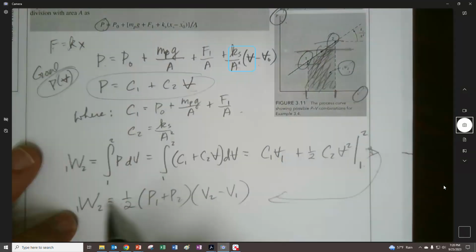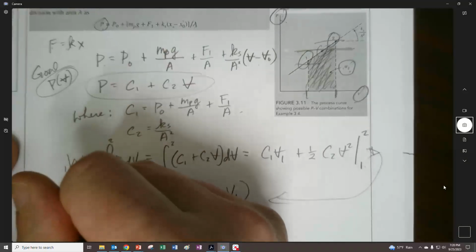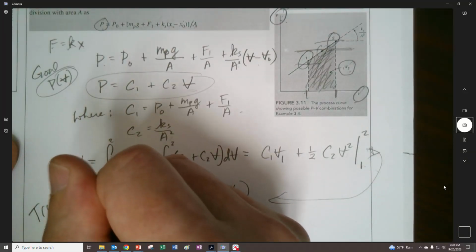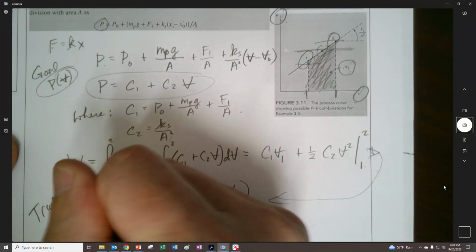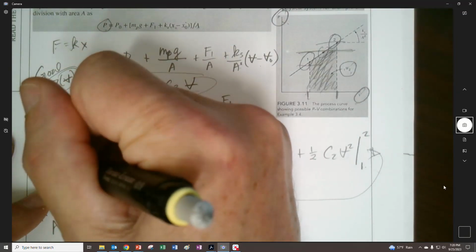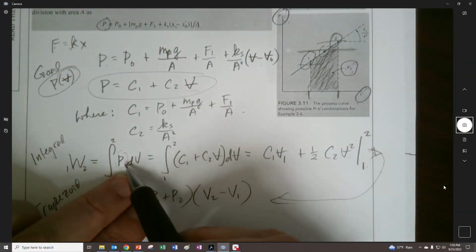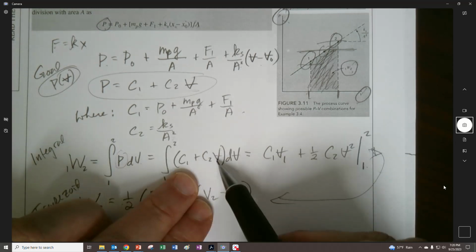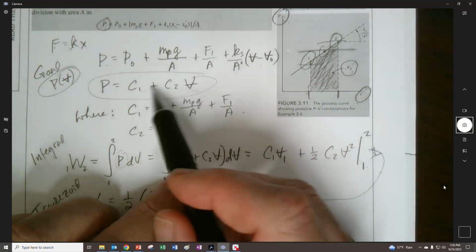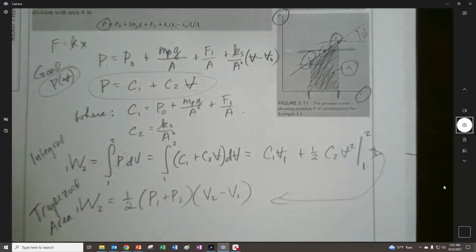So this is the area method, right? Because this is a trapezoid area, but this up here is the integral, where you are now replacing the pressure as a function of volume with this convenient equation and demonstrating that you would get the same answer either way. That was a long way around, but I don't know, maybe worthwhile.